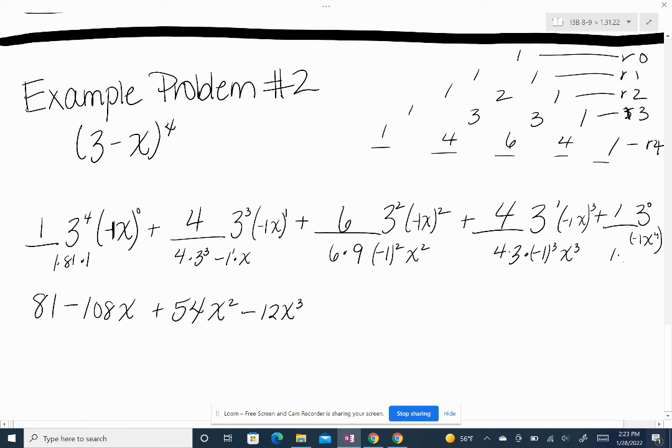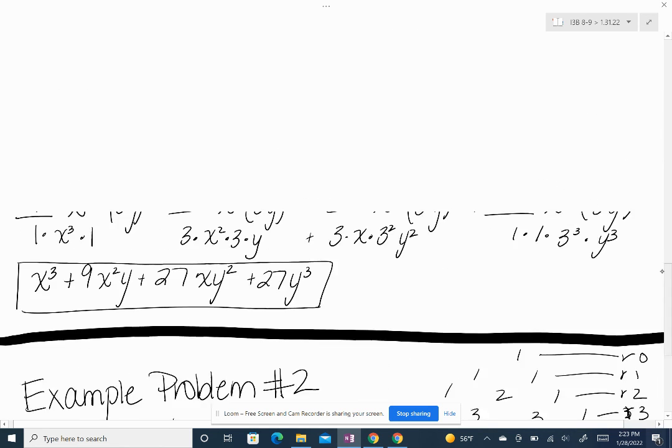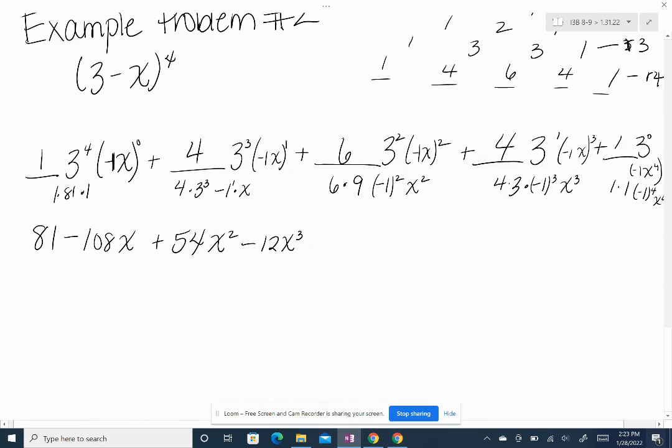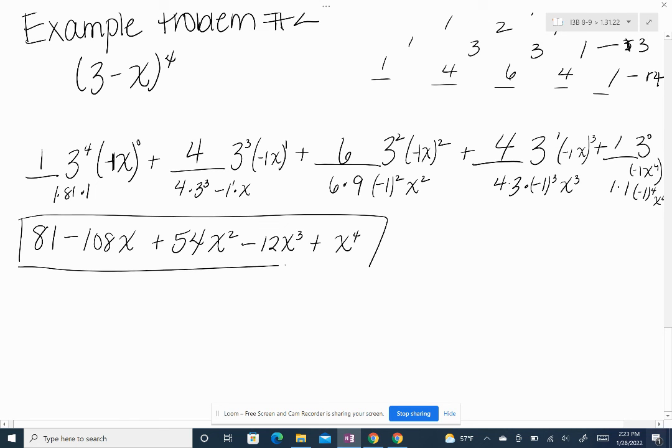And then 1, don't worry about it. 3 to the power of 0 is 1. And then we have -1 to the power of 4. Same thing, it's even, so it's going to be positive. And then x to the power of 4. So now we have a positive x to the power of 4. And this would be your final answer.